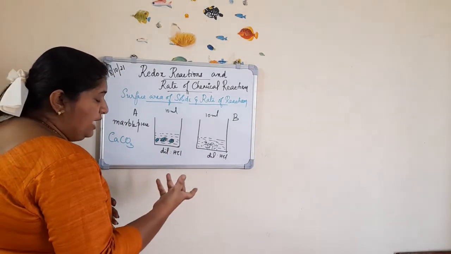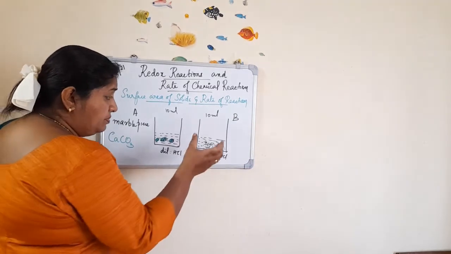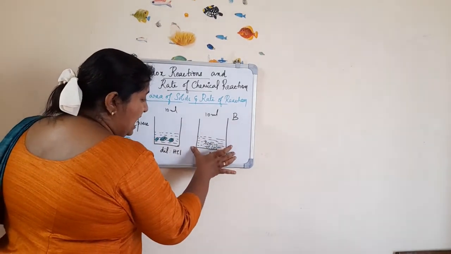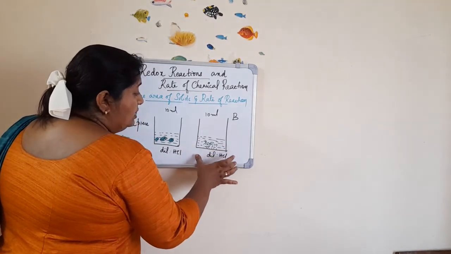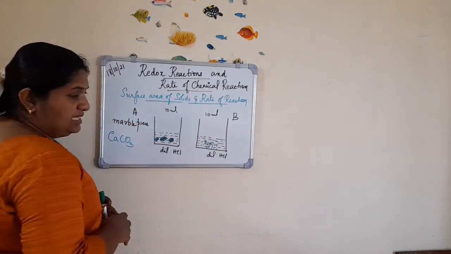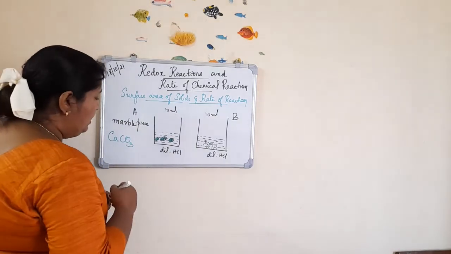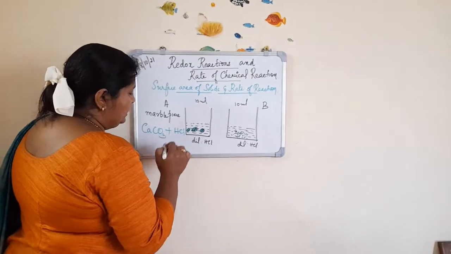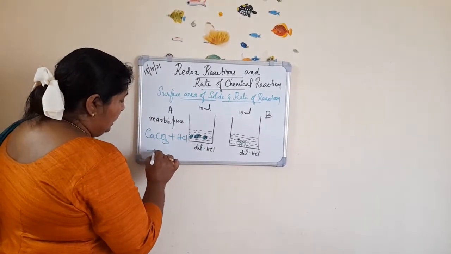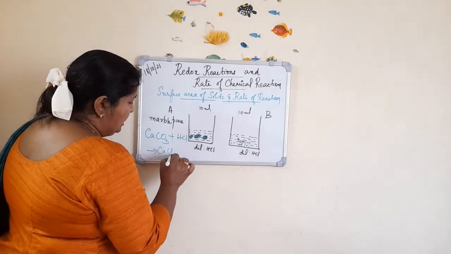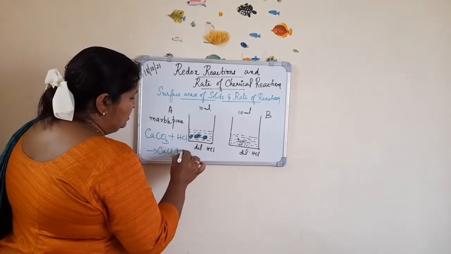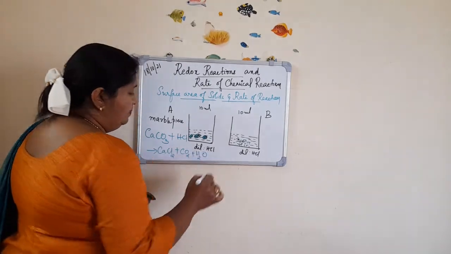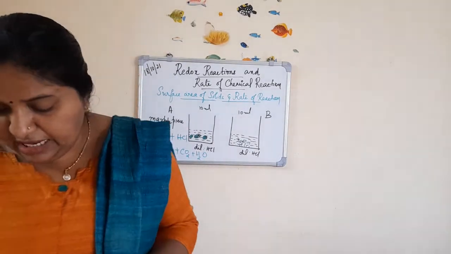But as you can observe, in the beaker to which the powdered marble is added, the reaction takes place first. Now what will be the reaction? CaCO3 plus HCl gives CaCl2 plus CO2 plus H2O. That is the reaction that is taking place.